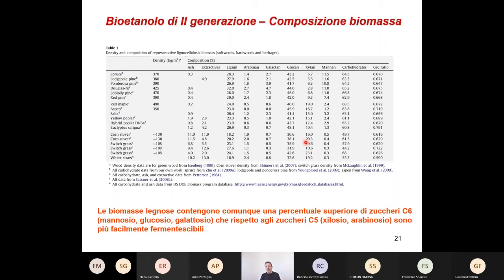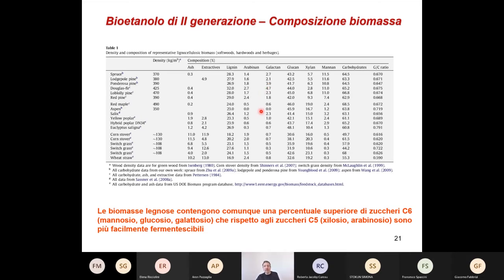The other sugars are not considered in a lot of cases because, of course, every microorganism prefers a sugar, okay, and in general glucose or xylose. Very difficult to have microorganisms that use every kind of simple sugar.